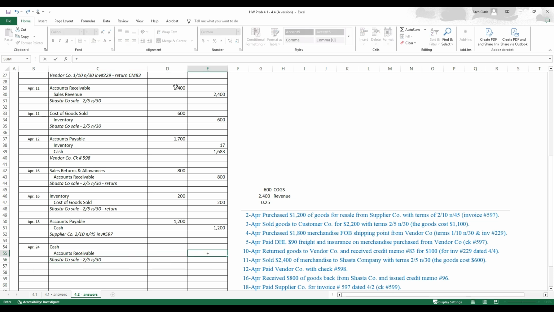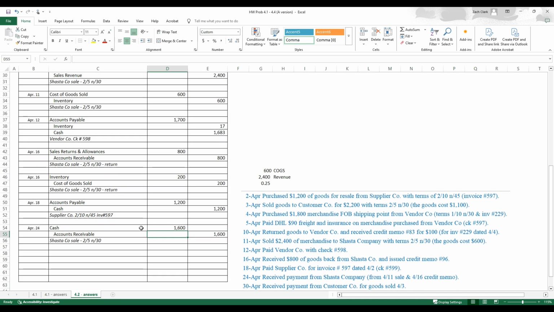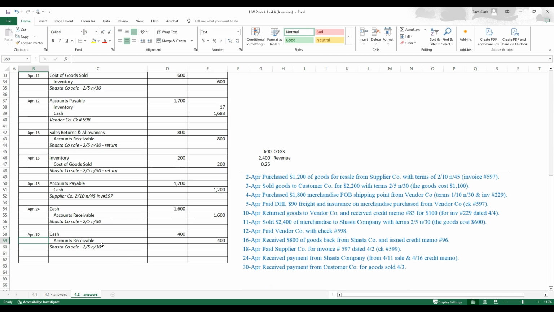And so we have to go back up and say, okay, it was 2,400, but then they made a return of 800. So let's subtract that out. So it's going to be 1,600 left over that they owe us at that point. And that will eliminate our receivable. And again, we're not offering the discount, they're paying the whole amount from the sale because they did not pay within the time frame.